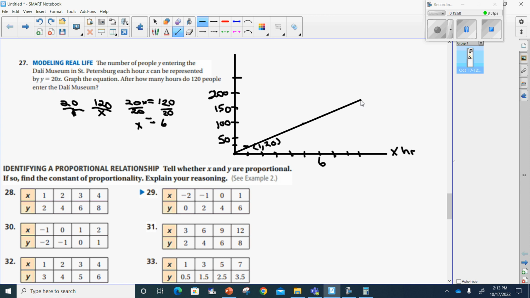I could do a couple of things here. One, I'm going to mark my 6 so I know what my answer was. 6 and 120. All right. I could even put 5 and 100 over here if I wanted.